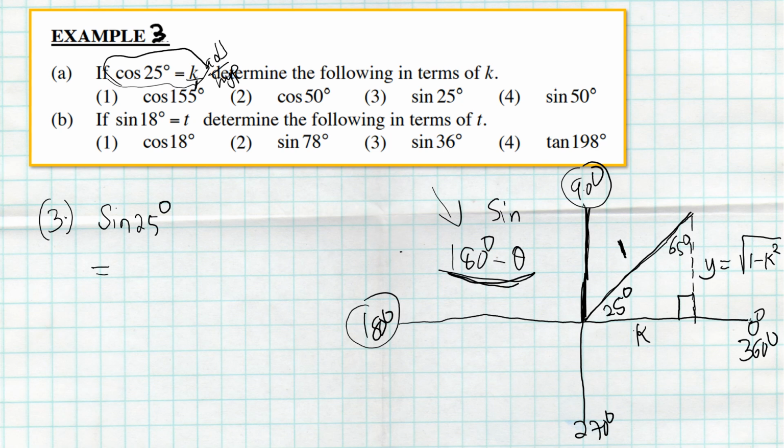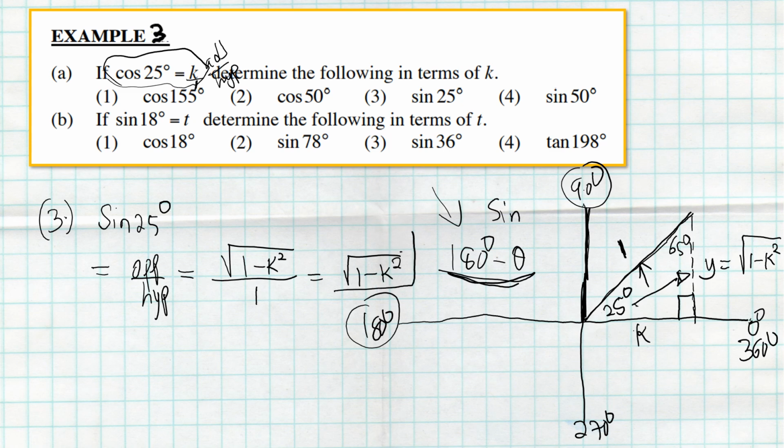What is sine? You just need to know how sine is defined. Sine is defined as opposite over hypotenuse. So we're going to say opposite, which is the root of 1 minus k squared, over our hypotenuse. Our hypotenuse is what? It is 1. So when I simplify that, it will remain root of 1 minus k squared as my sine 25. Can you see? That one was a bit simpler.